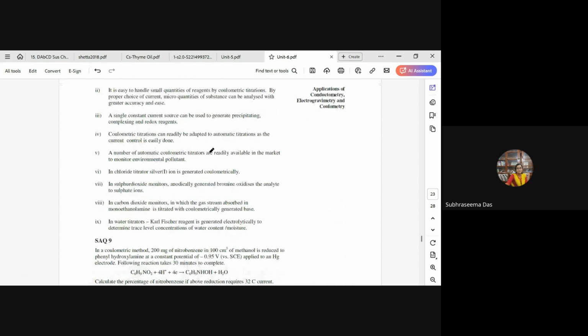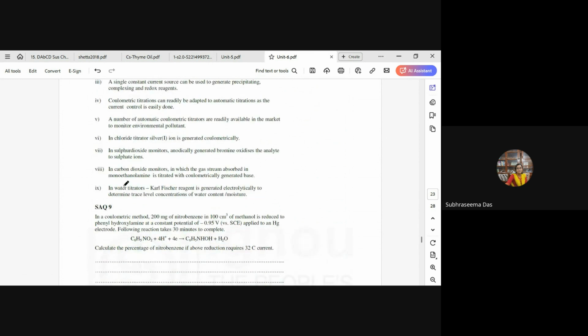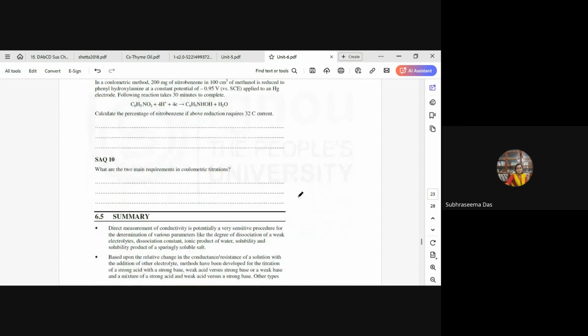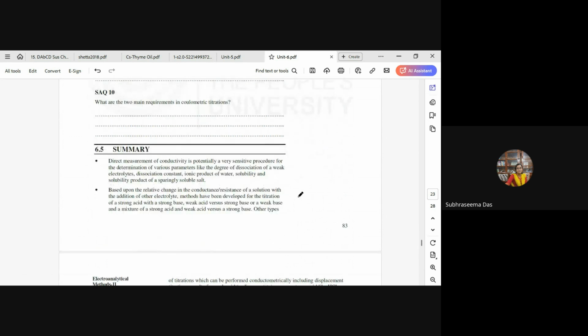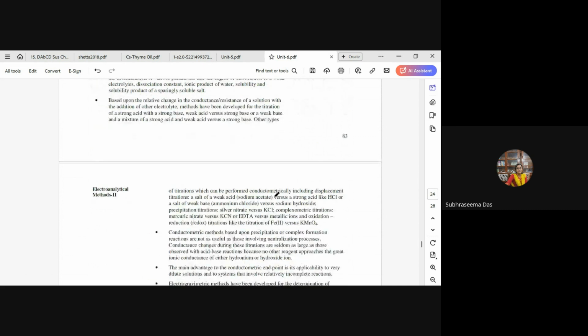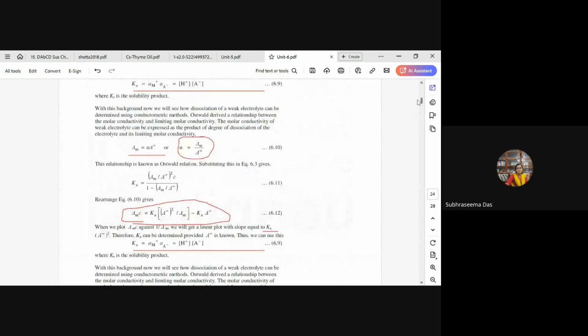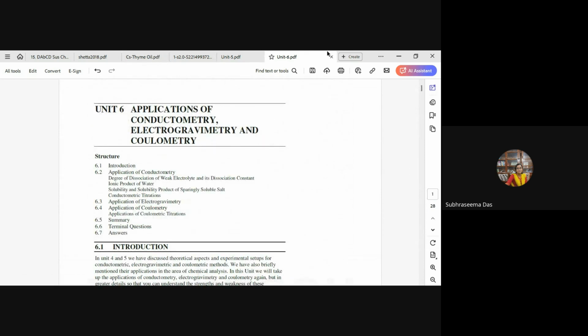In carbon dioxide monitors, where the gas stream is absorbed in monoethanolamine, it is titrated with coulometrically generated base. Also in water titrators, Karl Fischer reagent has been used to determine various trace levels of moisture or water present. So with this, the different applications of conductometry, coulometry and electrogravimetry have been discussed. With this part, we finish this unit, and we'll start a new unit in the next class.